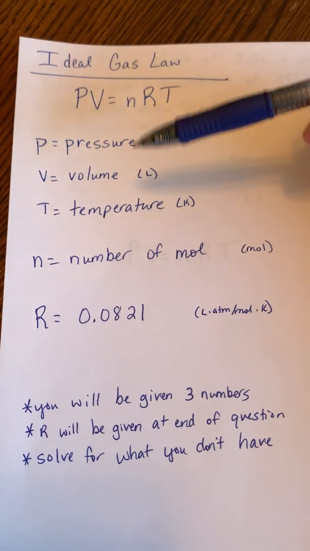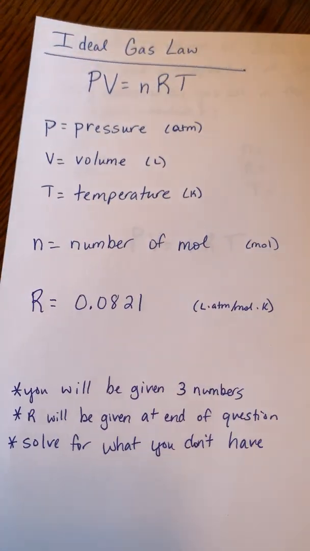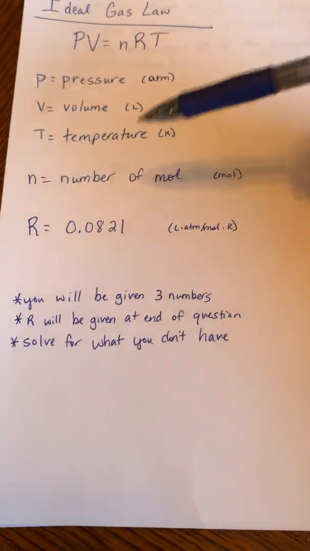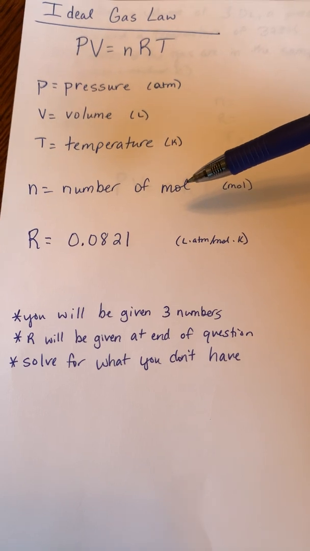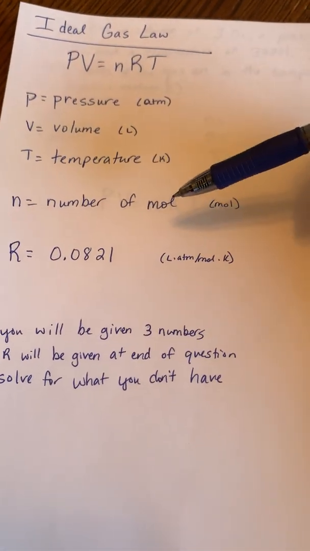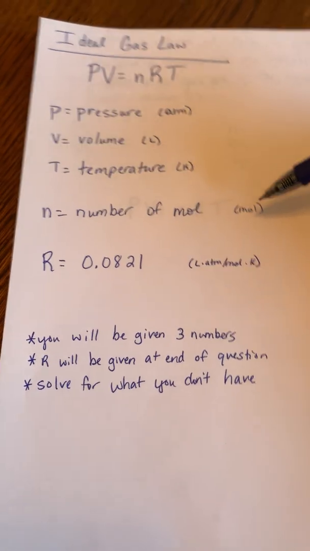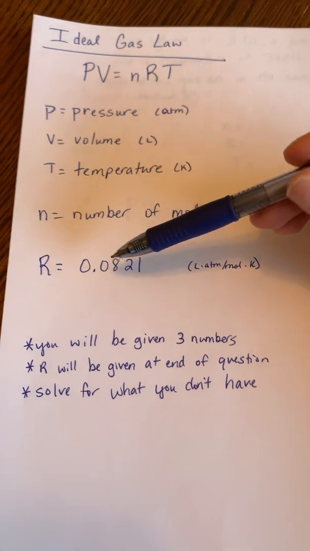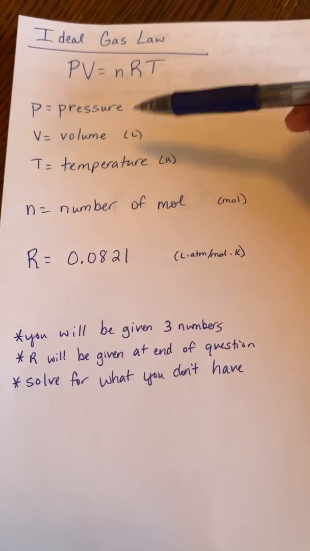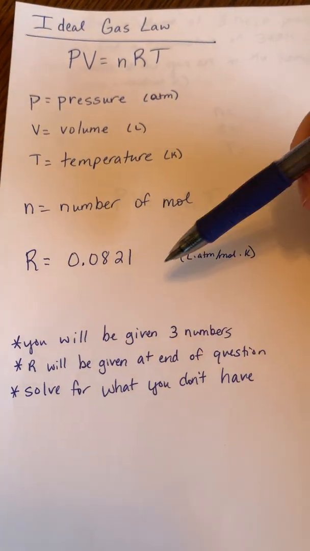So same letters to represent these as last time. The difference here is that you have N and R, which are not in the last formula. N stands for number of moles, and don't ask me why they didn't just put M for moles or whatever. Just N is number of moles, and of course that'll be given to you, or you'll be solving for moles either way. And then R is what they call a constant. So that means every single question that you do, R has the exact same value. It's just the gas constant.